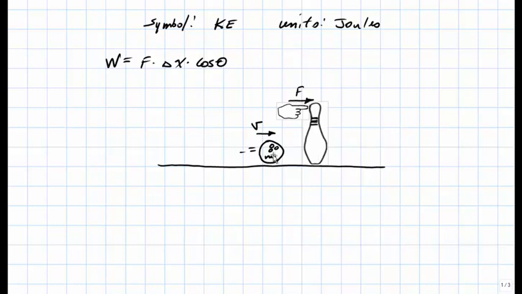Well, if it can knock down the pin, then it can do work on the pin the same way that we did with our finger, and therefore this bowling ball has the ability to do work. This ability to do work by virtue of mass and velocity is called kinetic energy. And by the way, the word kinetic just refers to motion. So kinetic energy could be understood as the work related to the motion of an object.